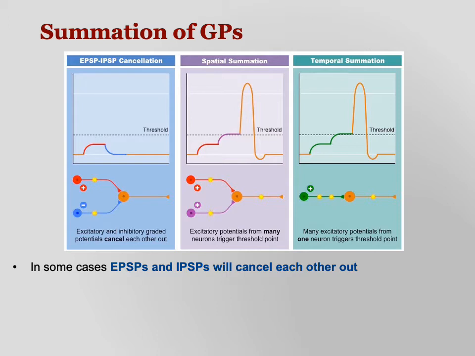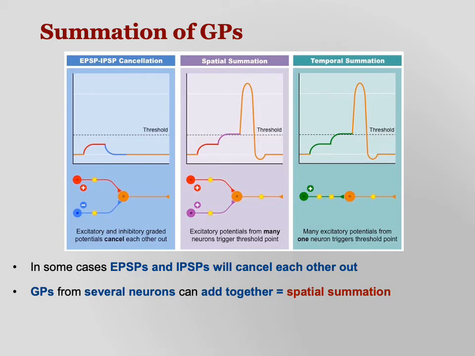We grab a beer and watch TV. Nothing happens, okay? Or look at the middle panel. It could be that two graded potentials from different neurons add together. So graded potential from one neuron, graded potential from another one, in this case both EPSPs, they arrive at the axon hillock at the same time, and they add together to push the membrane potential over threshold. Then we have an action potential. That's called spatial summation because it's two different neurons that are adding together.